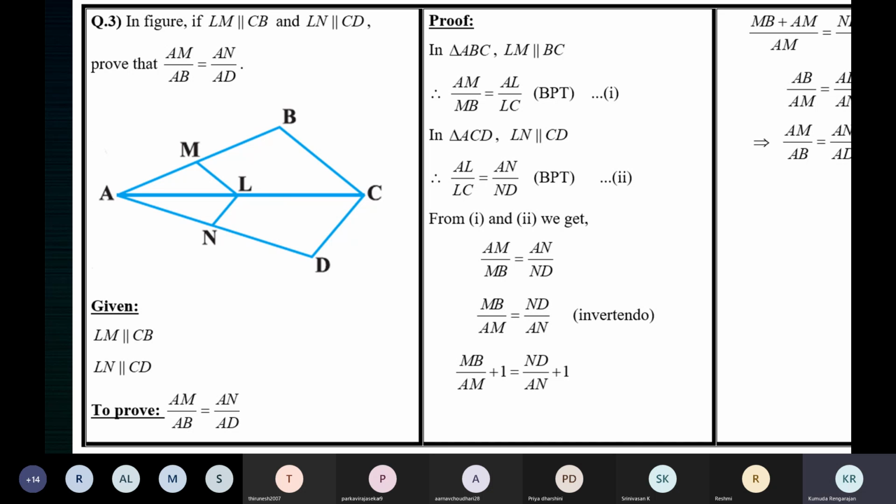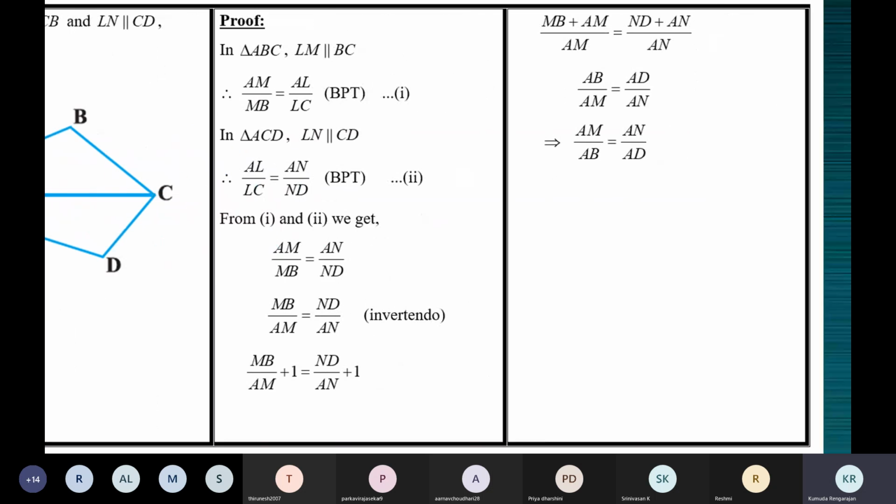So we have to take reciprocals on both the sides and then add one. The numerators will change now. The denominators will not change. When you take the reciprocals and add one, the numerators will change. And upon doing that, you get AB by AM is equal to AD by AN.